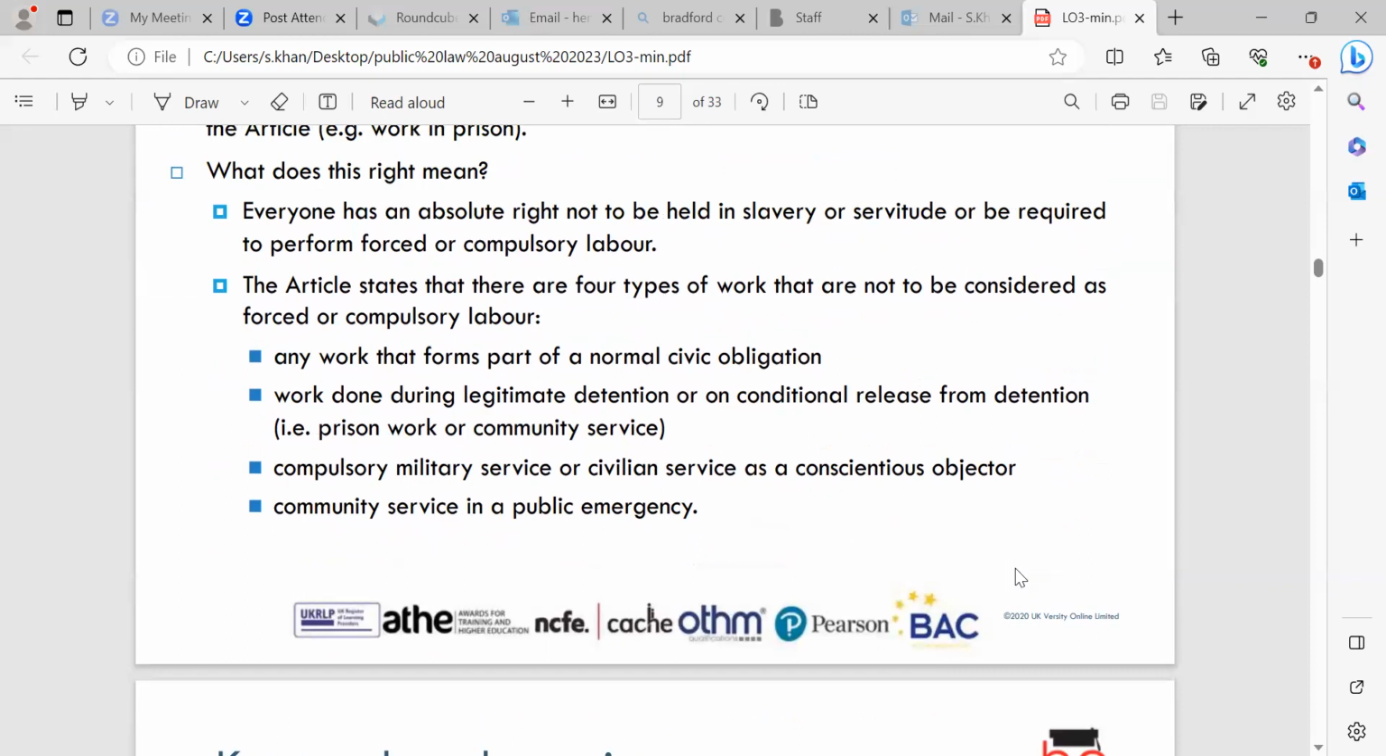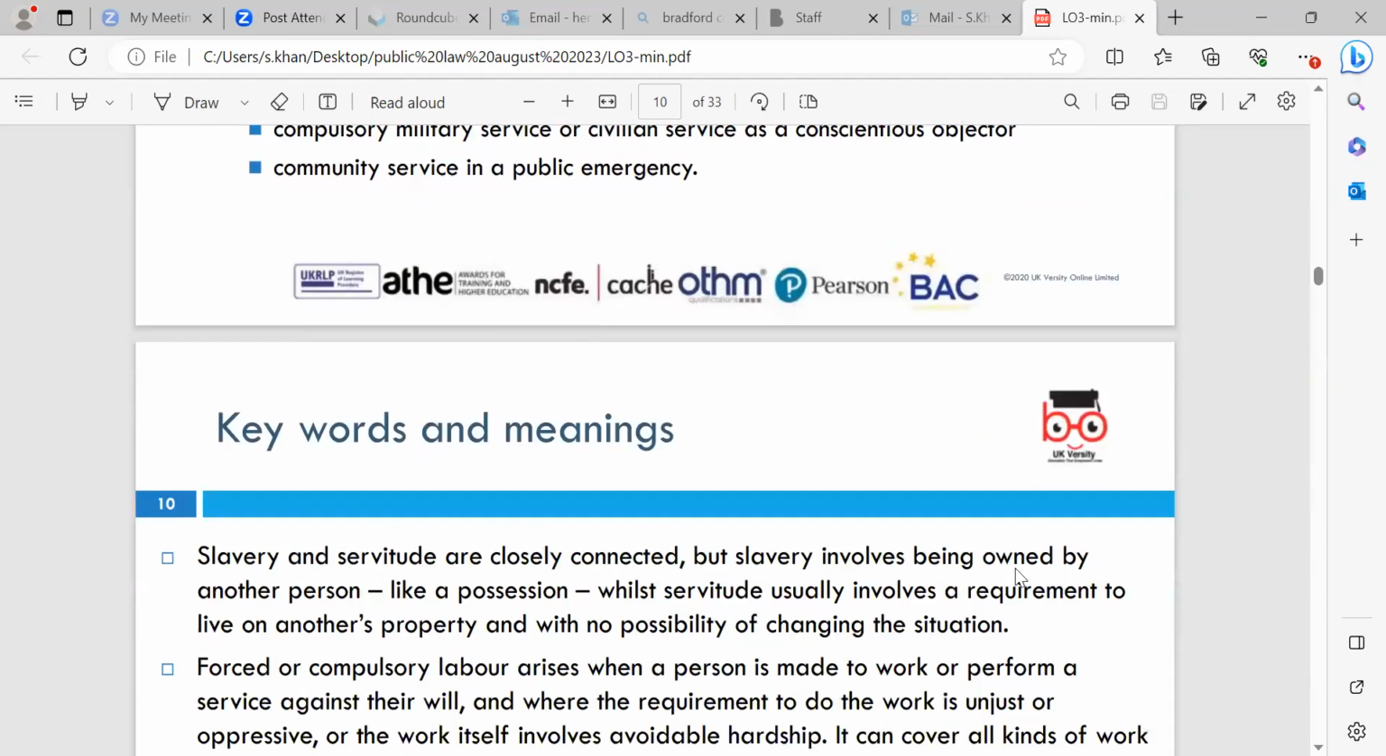What does the right mean? Everyone has the absolute right not to be held in slavery or servitude or to be required to perform forced or compulsory labour. Forced or compulsory labour does not include any work that forms part of a normal civic obligation, work during legitimate detention or conditional release from detention, i.e. prison work or community service, compulsory military service or civilian service as a conscientious objector, or community service in a public emergency. Keywords and meanings.